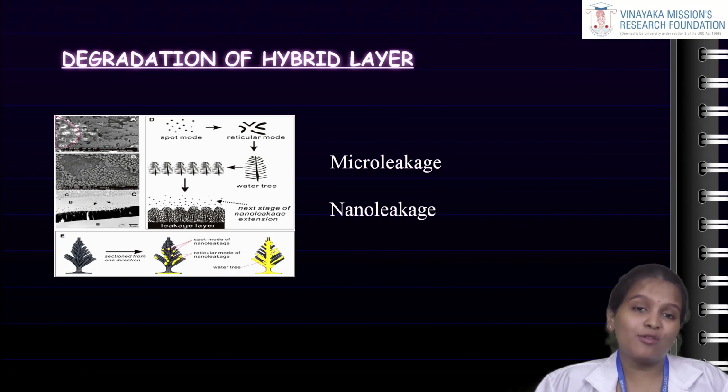So what are the effects of this degradation? One major consequence is nano leakage. Micro leakage occurs majorly at the interface, and the causes of micro leakage are different from those of nano leakage. Micro leakage majorly happens because of polymerization shrinkage and other factors, which cause discoloration and recurrent caries. But nano leakage majorly occurs within the hybrid layer because of all the previous factors that we had discussed. So this also ultimately leads to restorative failure.